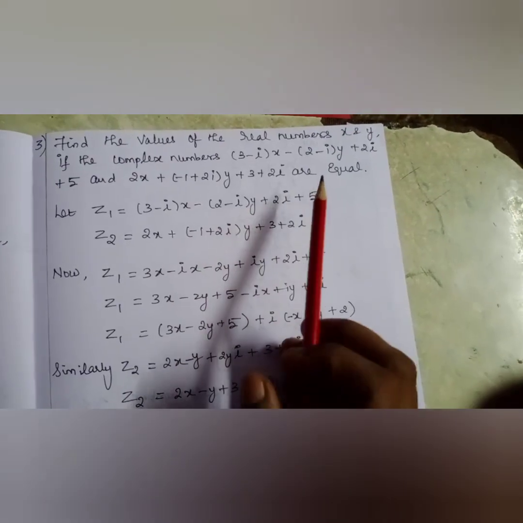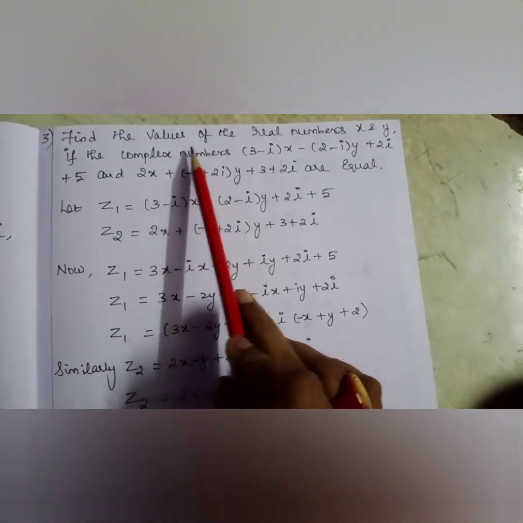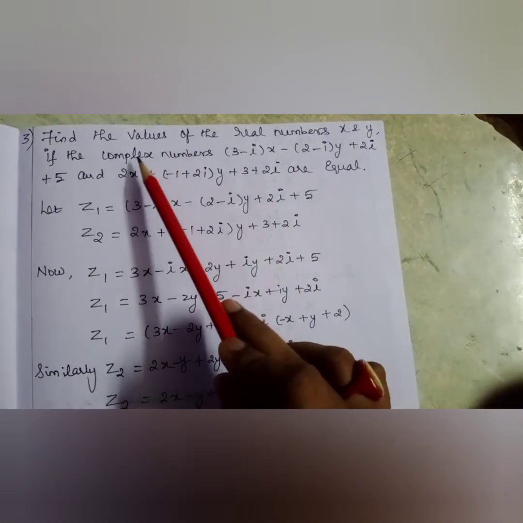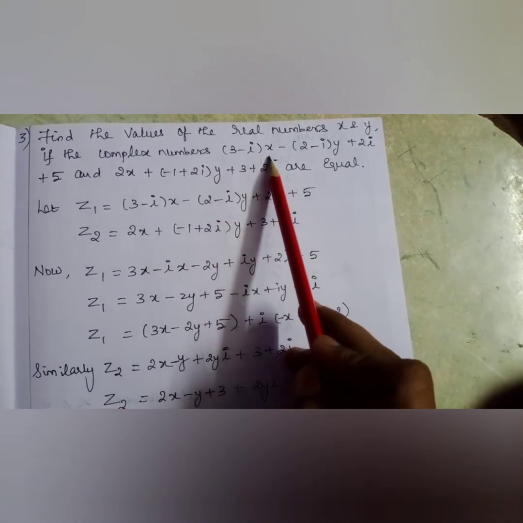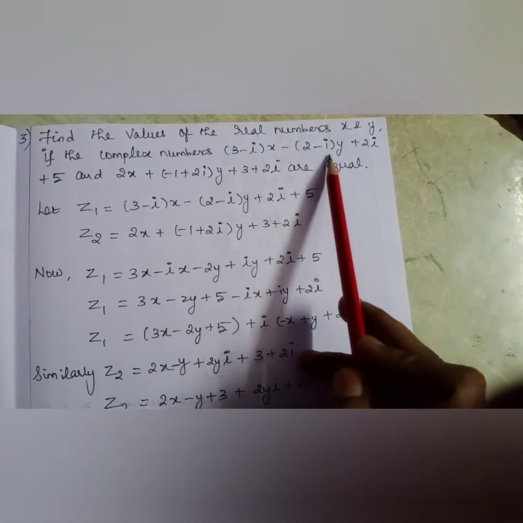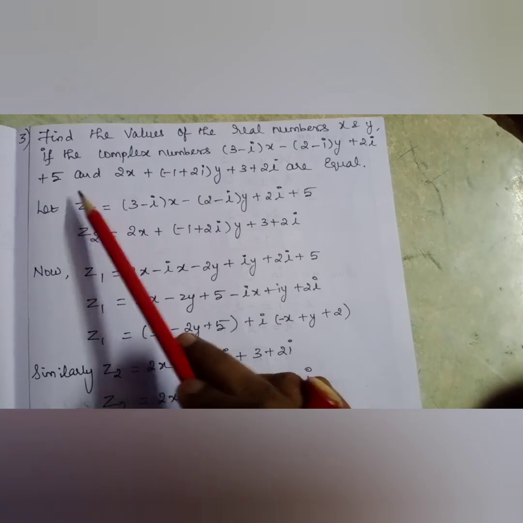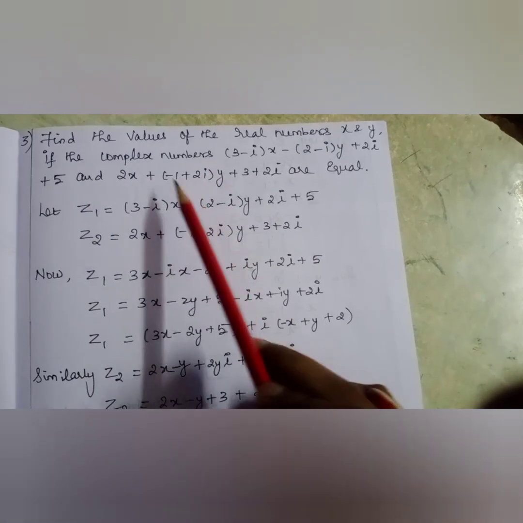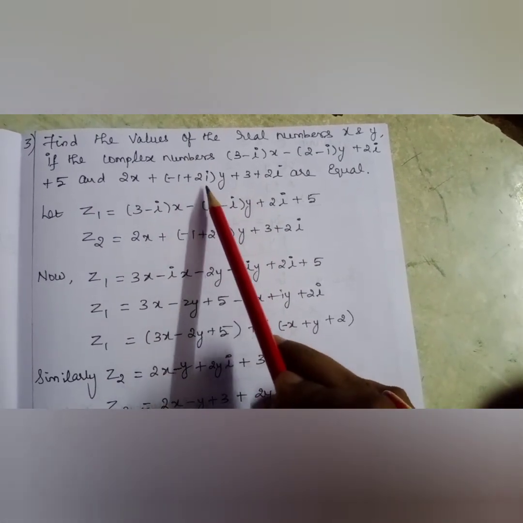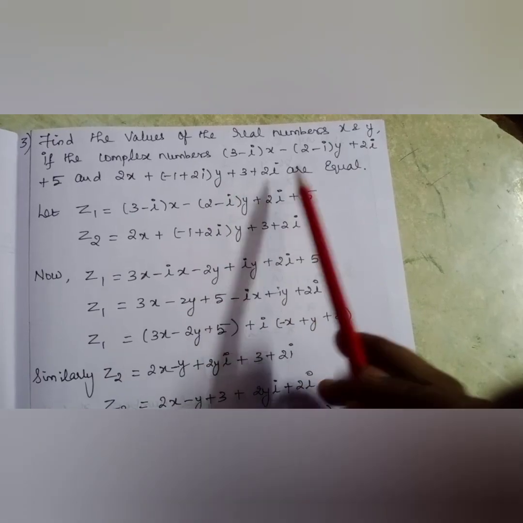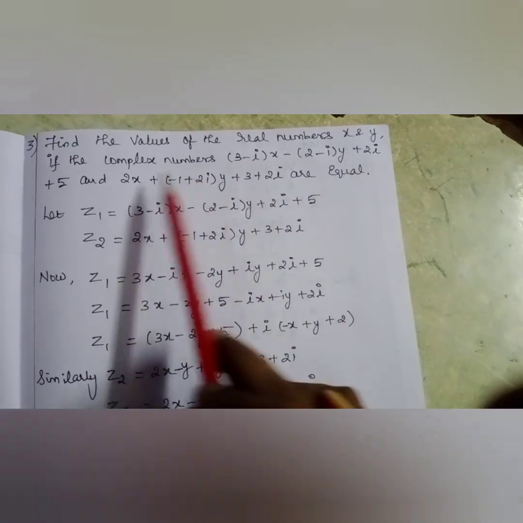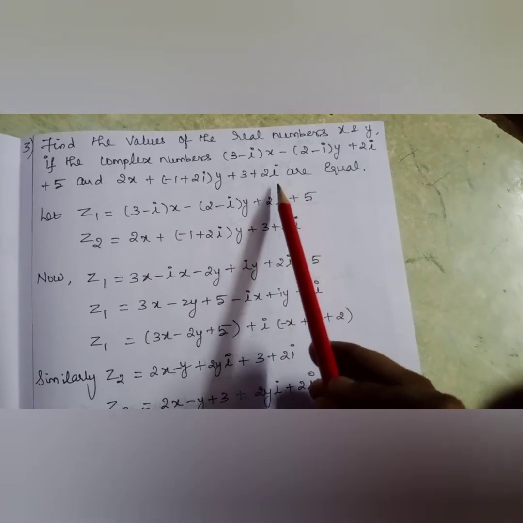Now we will see the third sum. This is similar to the example sum we saw. Find the values of the real numbers x and y, if the complex numbers (3 minus i) into x minus 2i, (2 minus i) into y plus 2i plus 5, and 2x plus, inside the bracket, (minus 1 plus 2i) into y plus 3 plus 2i are equal. That is two different complex numbers, and the question is they are equal.